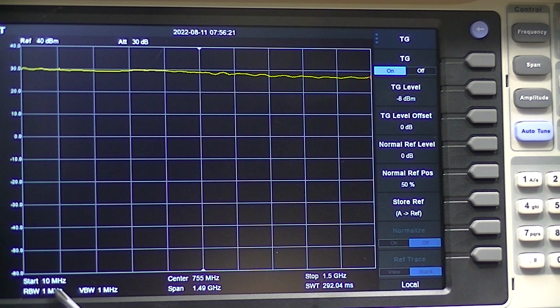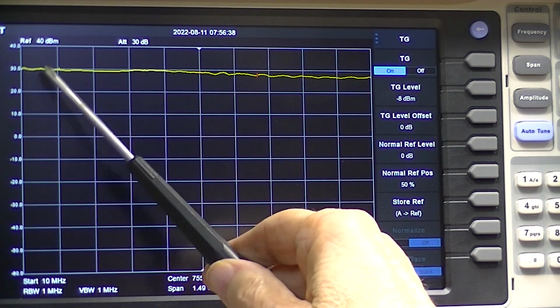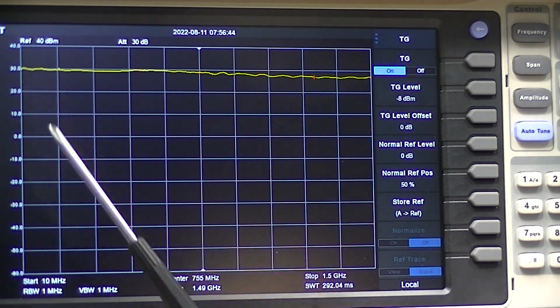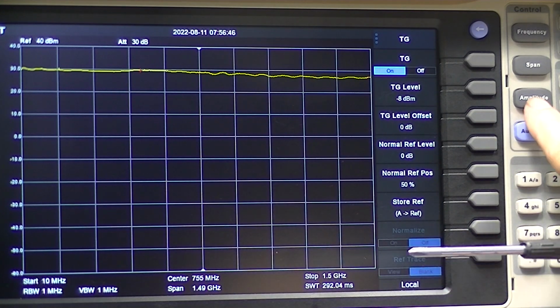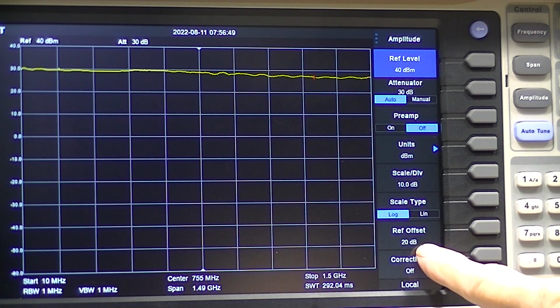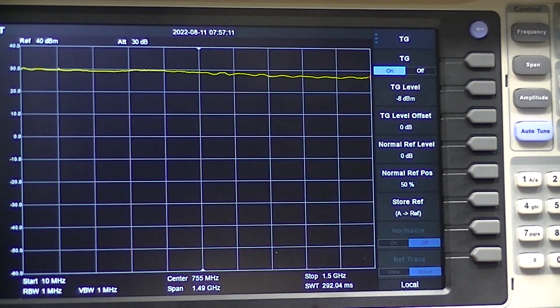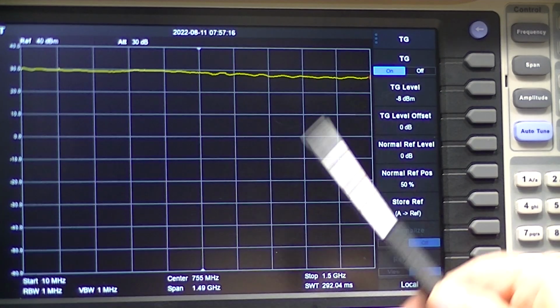We're sweeping from 10 megahertz to 1.5 gigahertz. Now that's the upper limit of my spectrum analyzer. The Chinese amplifier is spec'd to 2 gigahertz. And the output is 30 dBm. I got a reference offset of 20 dB. Now this falling off, I did not normalize the spectrum analyzer. The spectrum analyzer falls off about the same amount.